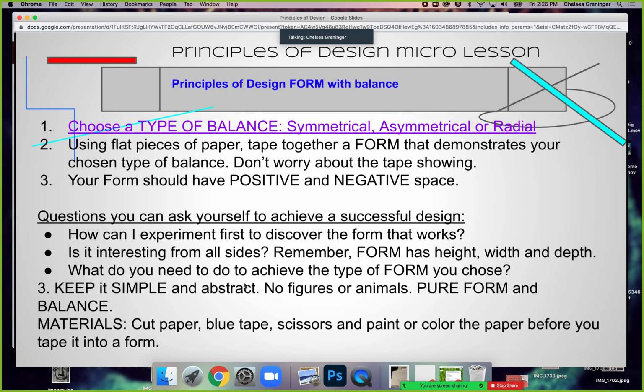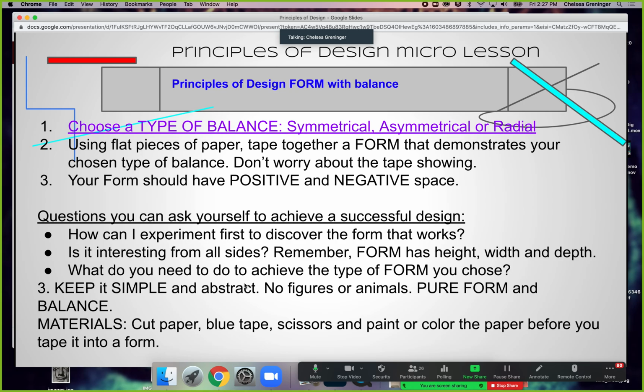And I want you to also deal with form. So form is the three-dimensional element of art. So it's not shape, it's form. So you're going to be making a little sculpture. So I want you to choose, though, between symmetrical, asymmetrical, or radial balance. So remember, balance was our very first principle. You can go back to the slide and remind yourself of the difference between those three.